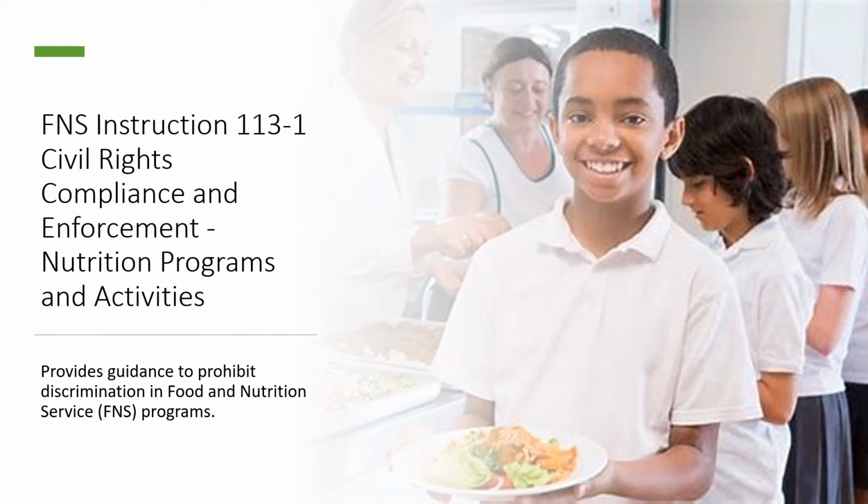The Civil Rights Instruction Food and Nutrition Service, or FNS 113-1, was issued on November 8, 2005. The purpose of the instruction is to establish and convey policy and provide guidance and direction to the USDA Food and Nutrition Service and its recipients and customers, and ensure compliance with and enforcement of the prohibition against discrimination in all FNS nutrition programs and activities, whether federally funded in whole or not.